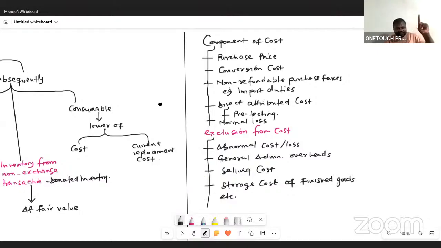If it is held for sale, the lower of cost and net realizable value. If it's a consumable, it is the lower of cost and current replacement cost. If it is from non-exchange transaction like donation, then it is at fair value. Take note of it. Very, very simple and all straightforward.